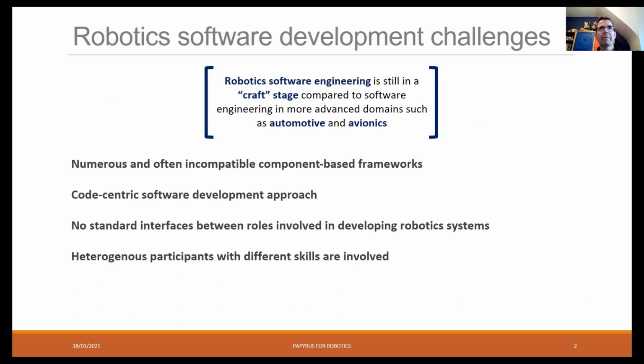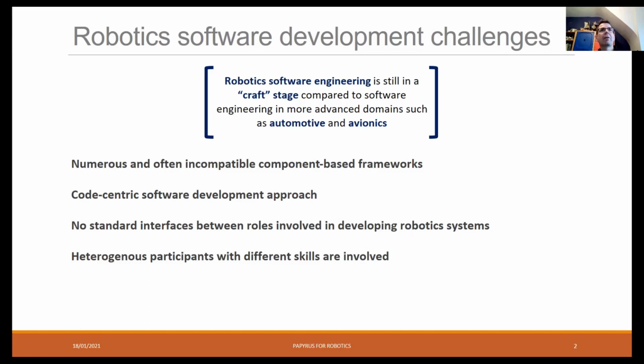So why is the development of robotic systems still very challenging? Well, we have more and more functionalities, but its development is still in a craft stage. If you compare it with other domains such as automotive and avionics, there are numerous and incompatible component-based frameworks, even if that is getting better now, as we will see.